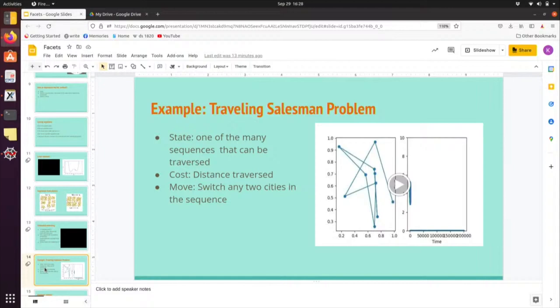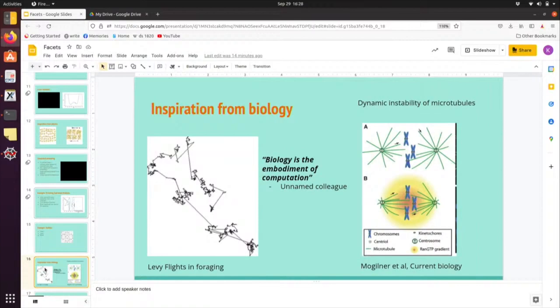Right? So, traveling salesman problem, what is a state? A state is one of the many combinations. In our picture of a traveling salesman, we have say five cities, just for simplicity. Let's say the Swiggy guy has to go to five places, right? So we give these five places an index. The indices are just 0, 1, 2, 3, 4. And there are five factorial possible arrangements of this.